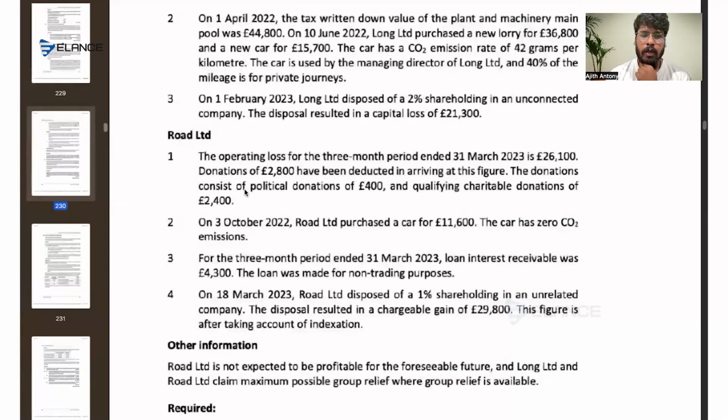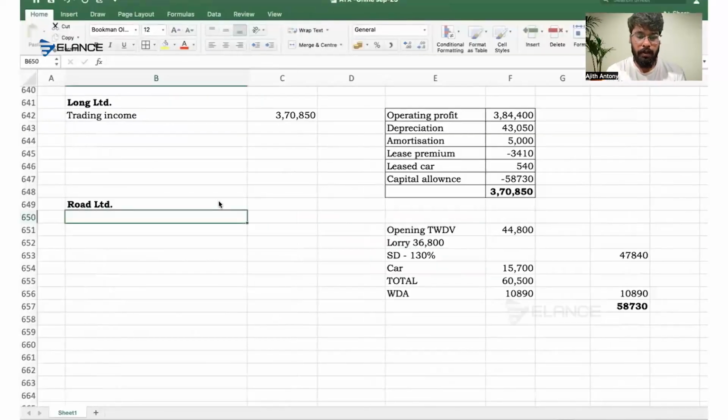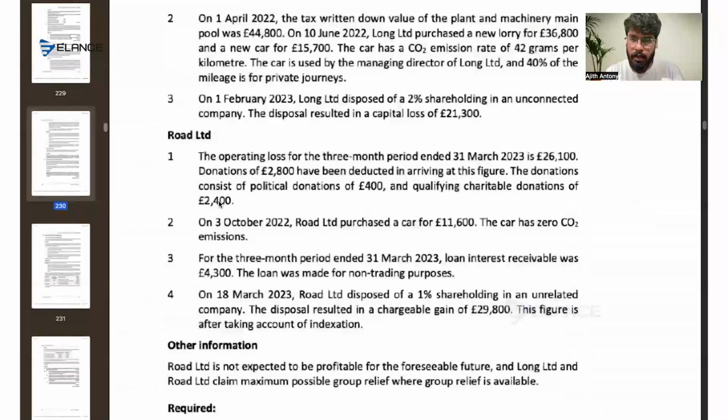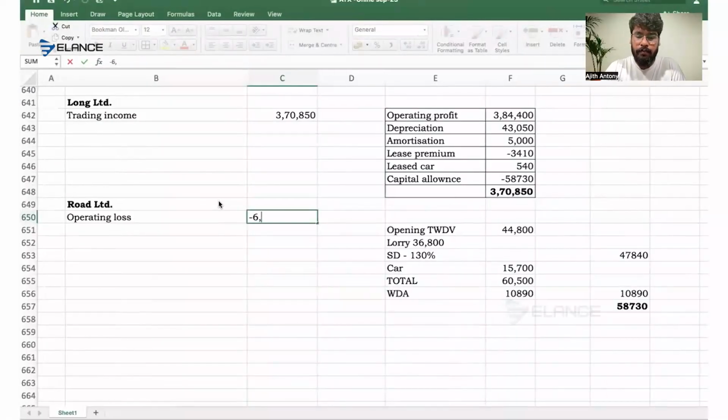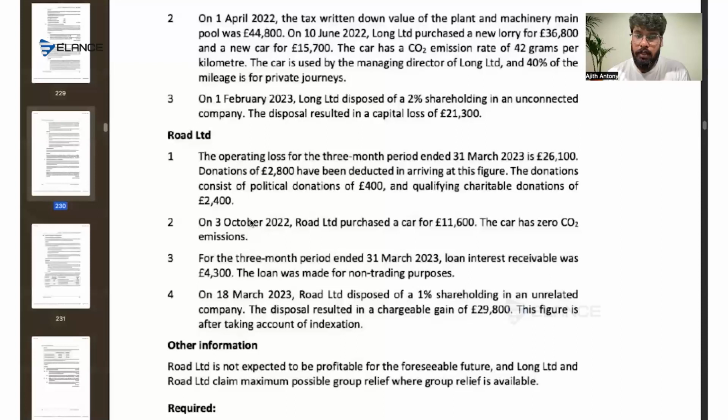Okay, so Rod Limited's operating loss for the 3 months period ended 31st March 23 is 26,100. So Rod Limited starts with an operating loss. Donations of 2,800 have been deducted in arriving at this figure. So this 2,800 is a donation.